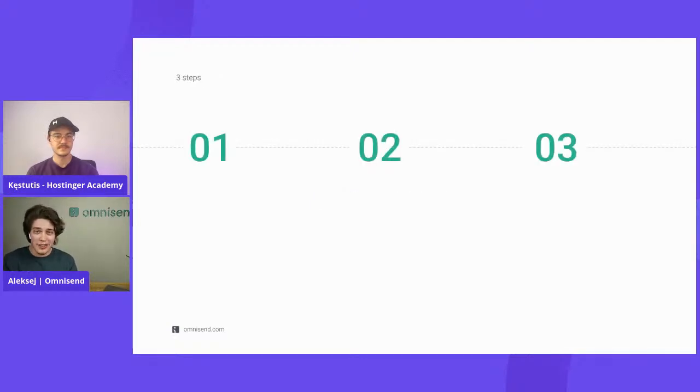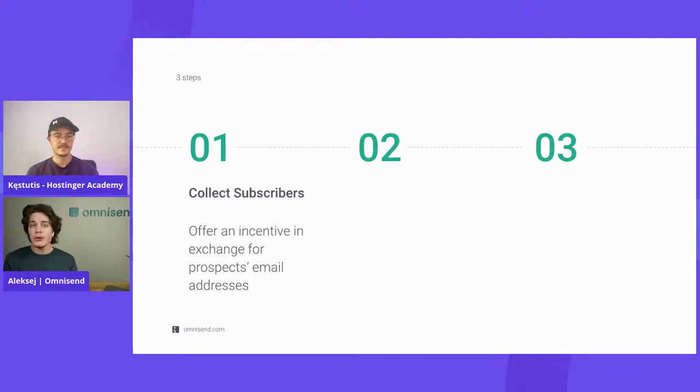And there's also three things, okay? Very simple. Number one, you collect subscribers. Usually it's done by offering an incentive in exchange for people's email addresses. An email address is basically one person inside of your contact list, inside of your audience. If you don't have their email address, you cannot send them emails. So you cannot do email marketing. So that's why this is step number one.